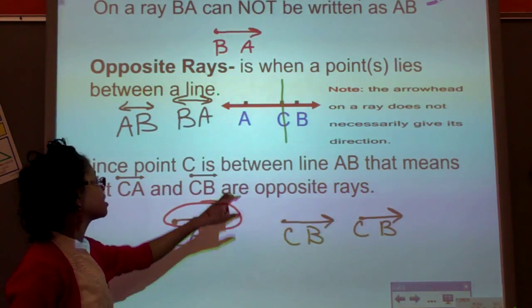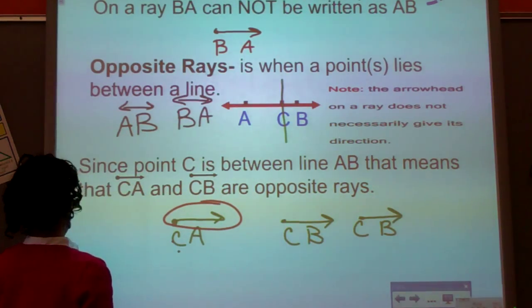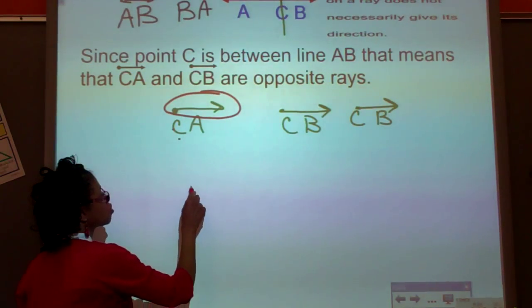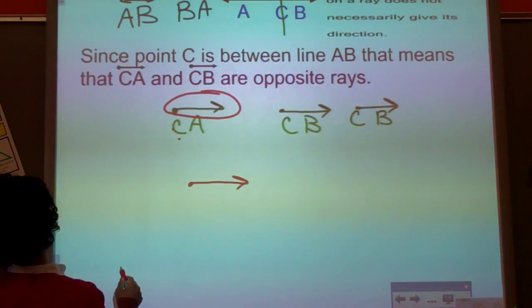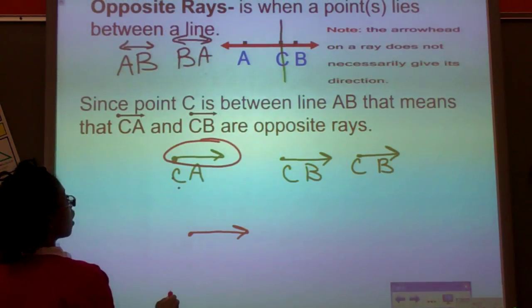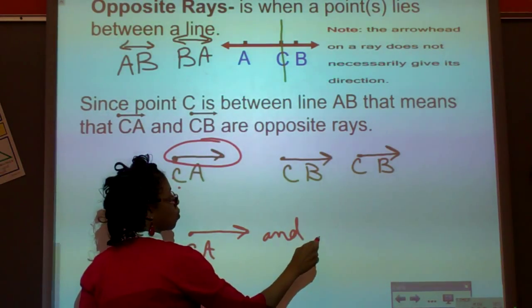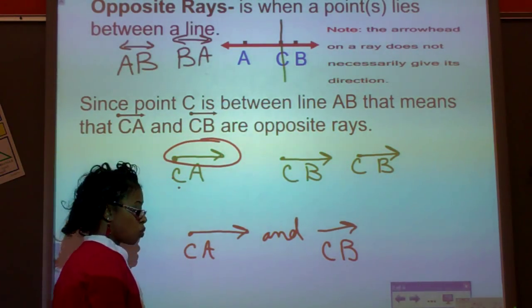You have two rays. The two rays that are going in opposite directions are ray CA and ray CB. Those are opposite rays.